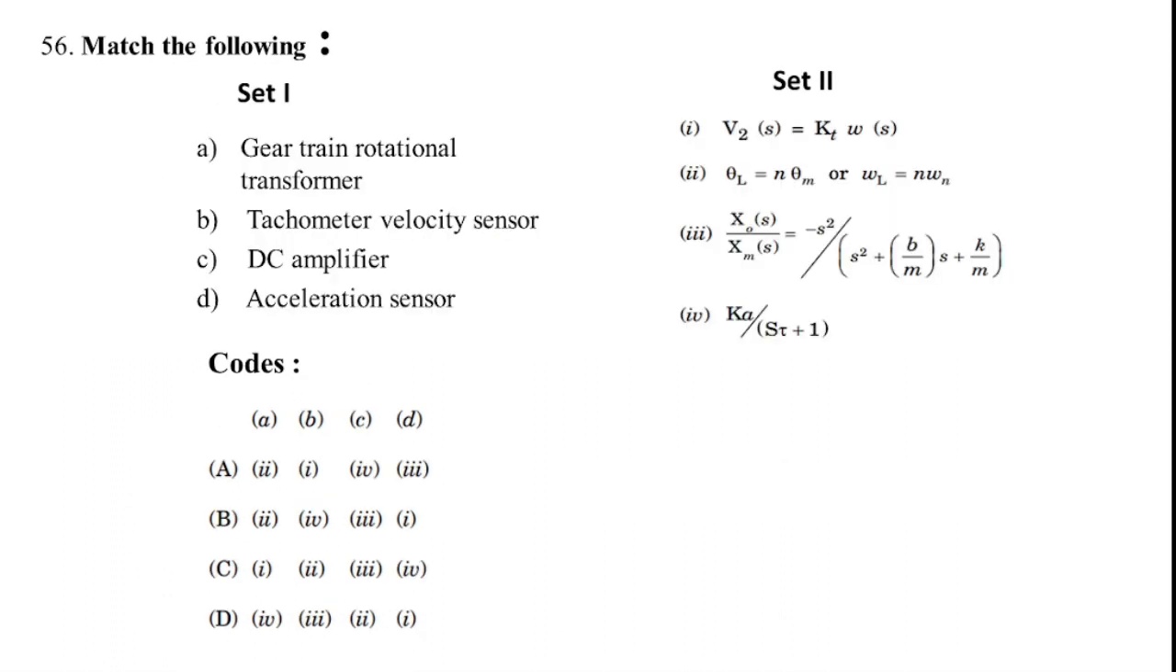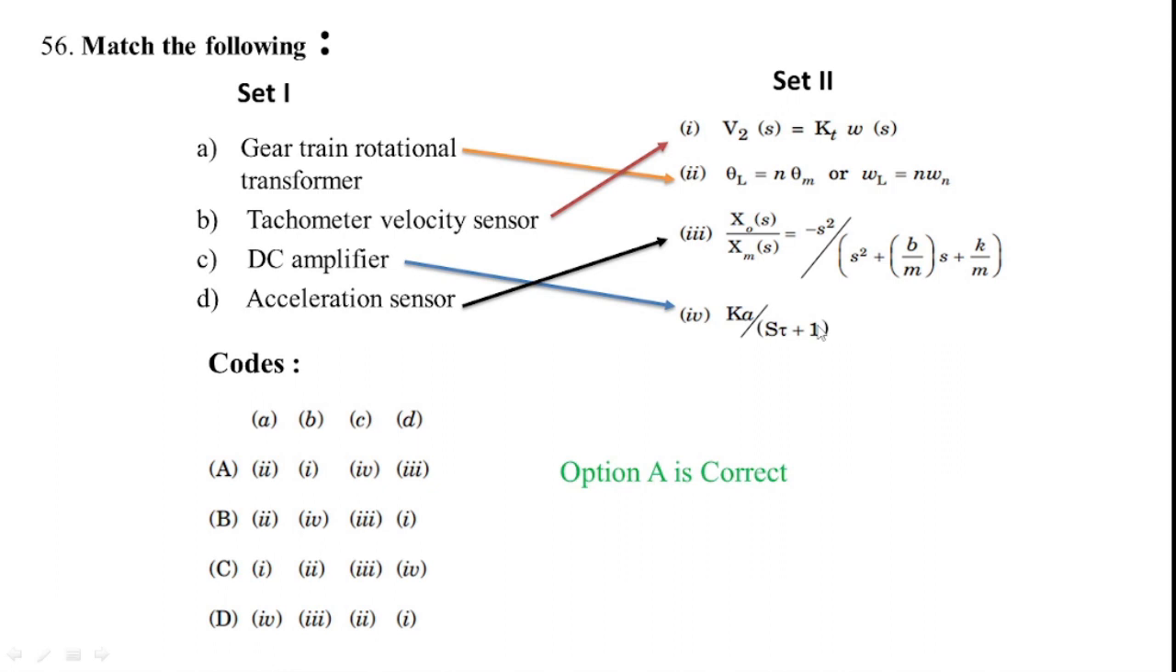Again match the following, set 1 and set 2. Here it asks about gear train rotational transformer, tachometer velocity sensor, DC amplifier, acceleration sensor, and they give the formulas, the transfer functions. Here the correct answer sequence: gear train rotational transformer is the second, tachometer velocity sensor is here, DC amplifier the transfer function, and acceleration sensor, this is a control system. Okay, the correct option is option A. Next question.